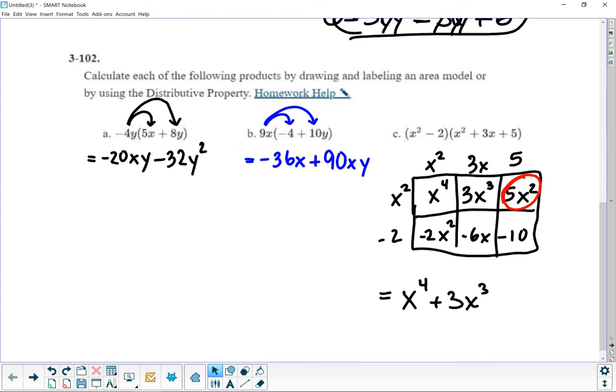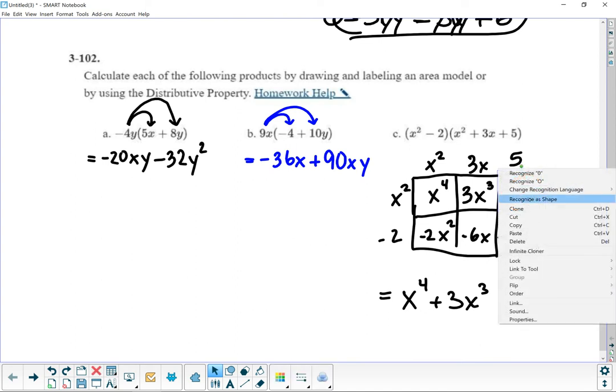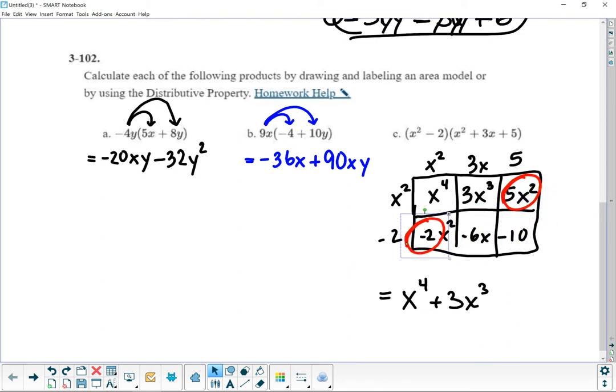Okay, and as we move on, 5x squared. Okay, you may notice that there's another term with the x squared, which is the negative 2x squared. And those we're going to combine. So positive 5 and negative 2, if we add them, it's going to make a positive 3. And they're both x squared, so that's our term.